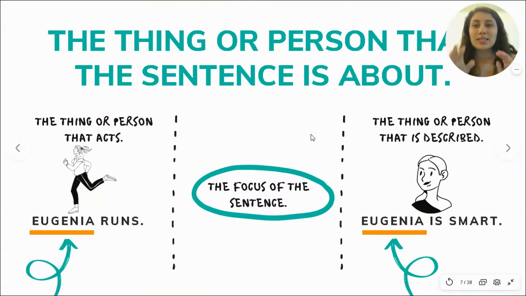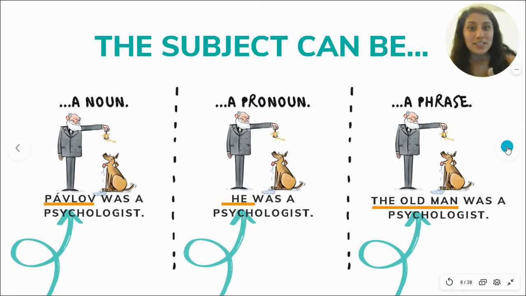So as we were saying, it is the thing or person that the sentence is about. Okay, so it's the focus of all attention of the sentence. And the subject can be a person or thing that acts, that does an action, okay, the doer of the action, or it can be someone or something that is described, okay? So there is no action, actually. It's just a state. As we can see here, here is the person or thing described. There is the subject, Eugenia, and there is a verb, is smart, okay? So we're talking about her. And then we have here an action, a doer of an action, Eugenia runs, okay? So there again is the most important thing in the sentence, in this case, that is Eugenia.